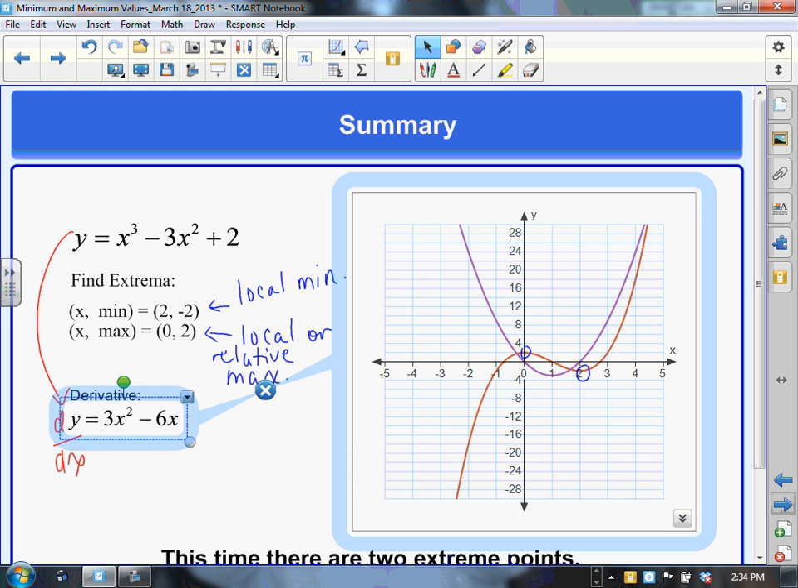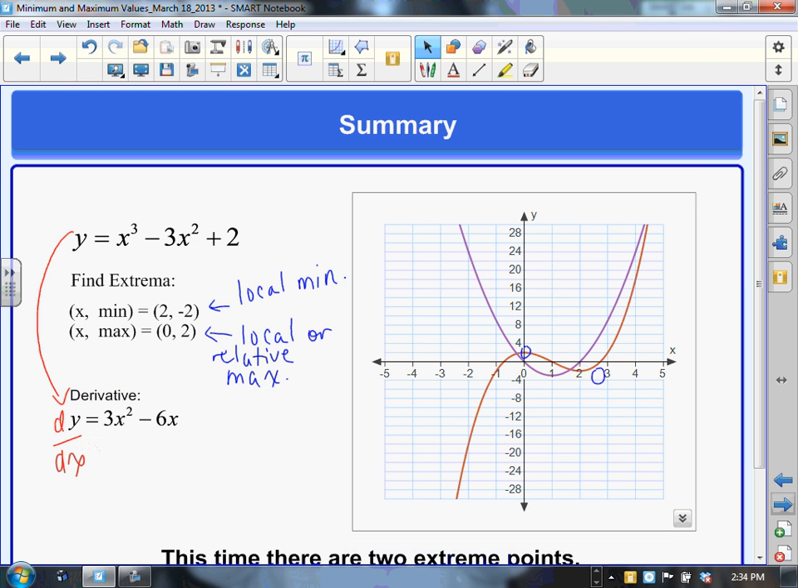What I want you to focus on, let's just move this out of the way for now, is this point here, that is to say the local maximum. That local max is occurring at a position where the derivative function moves from having positive y values to 0, then to negative y values.